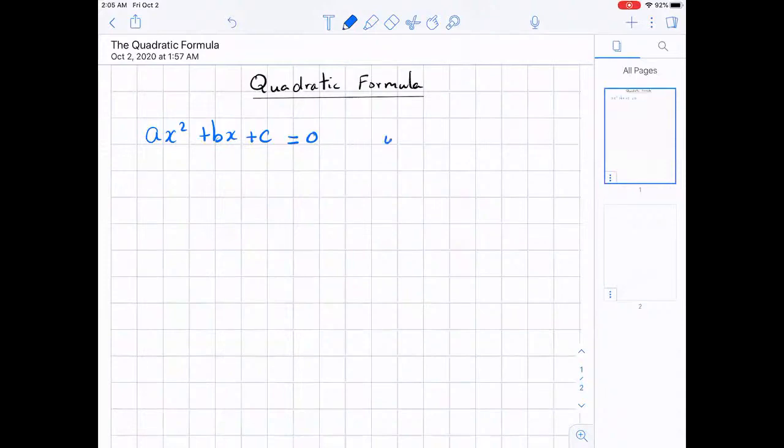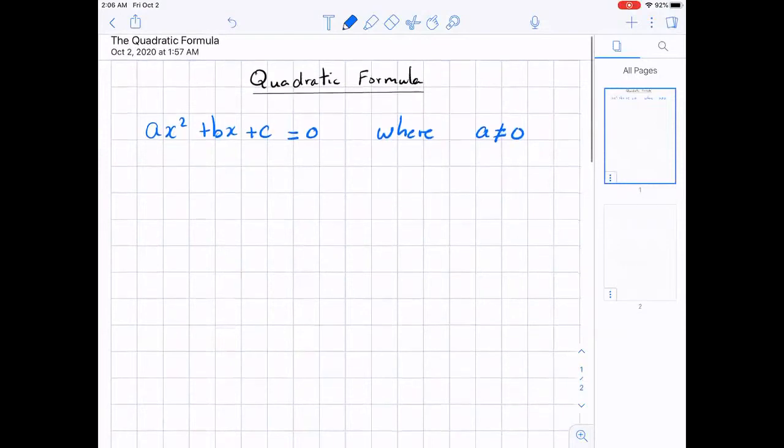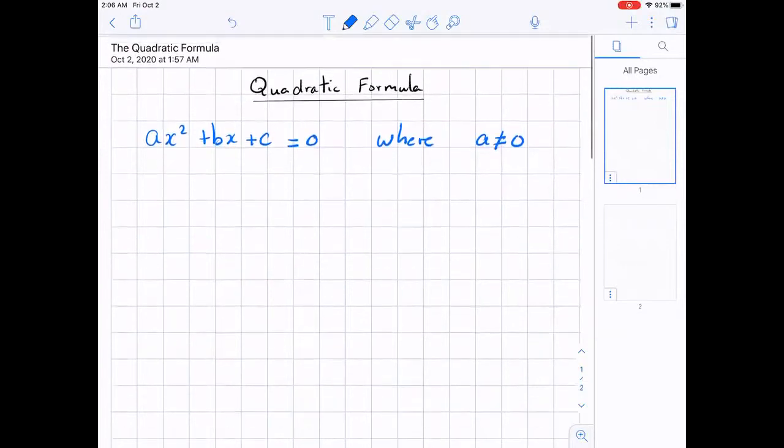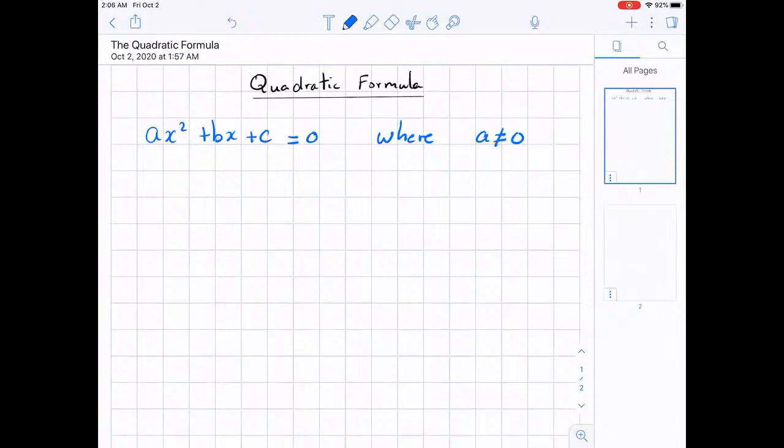where a cannot be equal to 0. Now b can be 0, c can be 0, but a cannot be 0. And the reason a cannot be 0 is because if a is 0, you'll be left with bx plus c, which is really a linear equation. So that's the reason why a cannot be 0.